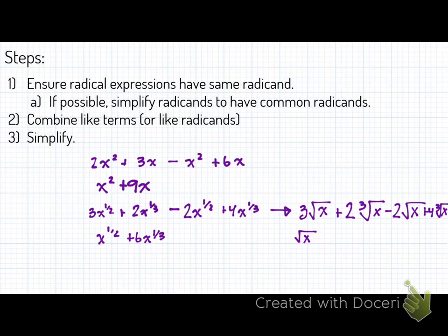2 cube root of x plus 4 cube root of x is 6 cube root of x. Okay, so I got a question for you. Isn't this the same answer as that answer right there? Isn't this the same thing? X to the 1/2 is the square root of x. Y'all see that? Exactly, you just need to change it into that. Or 6 x to the 1/3 is 6 times cube root of x, right? Makes sense?